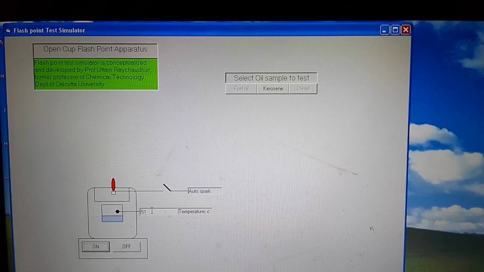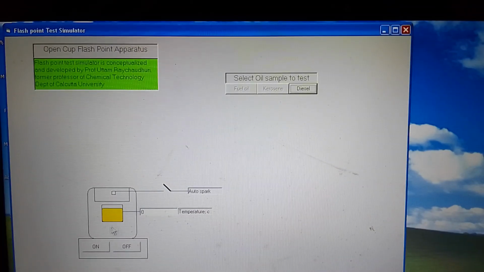So that is 35 and 40, 45 or 46 is the flame point or fire point, and 35 or 36 is the flash point of kerosene. Now put it off and you take diesel.